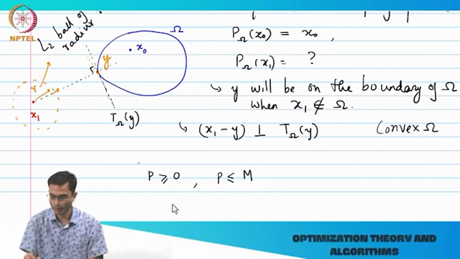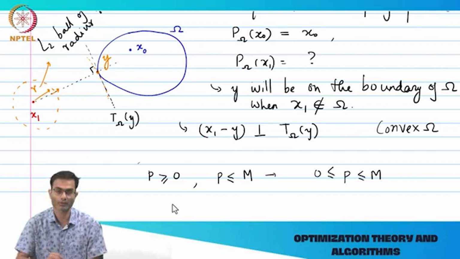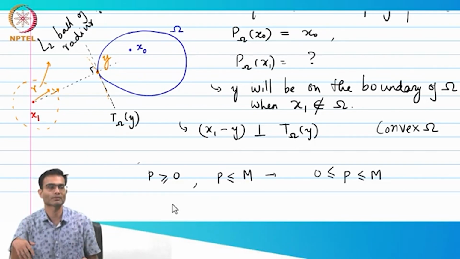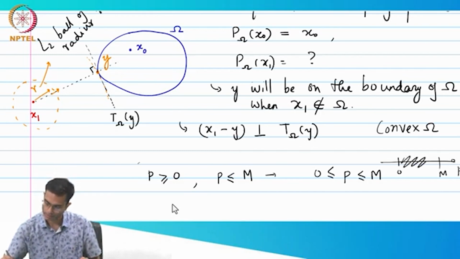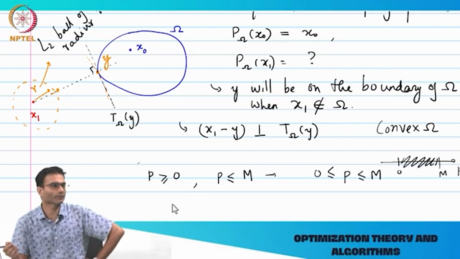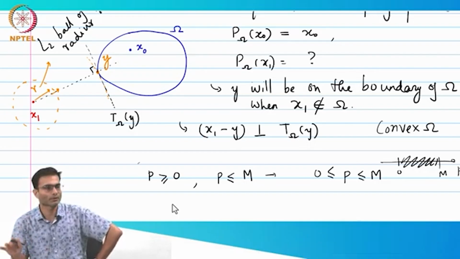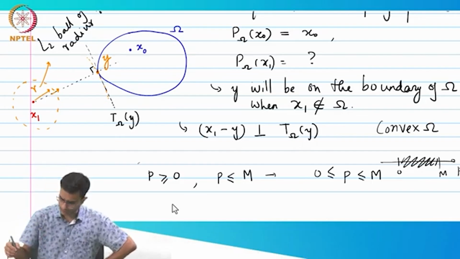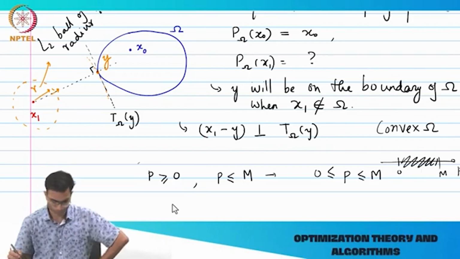Now, what kind of a set is this? If you sketch it, with p like this, this is 0, this is M, this is my feasible set. It is clearly a convex set. So 90% of engineering problems will end up having convex constraints. So all the nice properties of the projection operator which I have written will hold true.